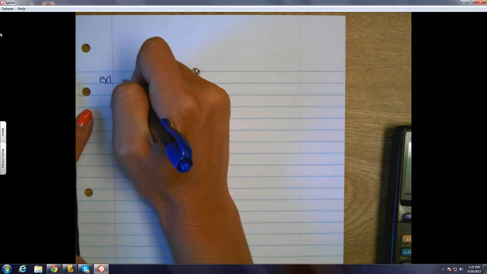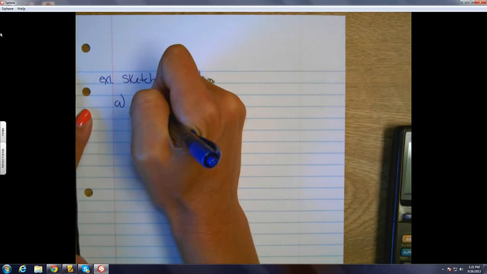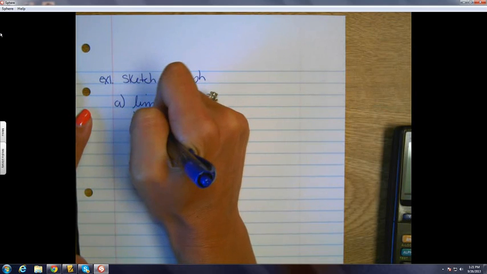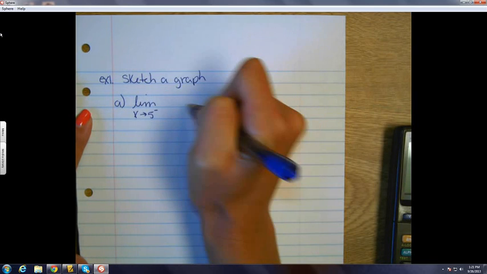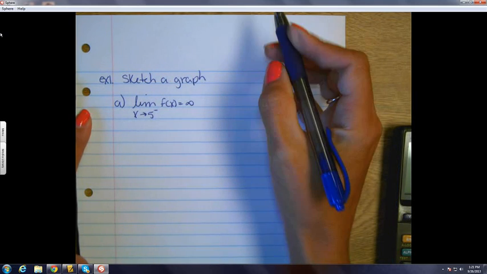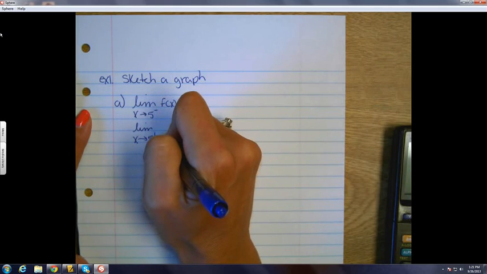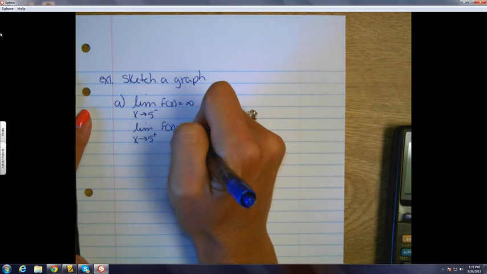Alright, so the first part of your assignment is going to have you sketch some graphs with some conditions, just like we did in the last section. So let's take a look and see how you do. Sketch a graph. Let's go. Your graph has to show that the limit as x approaches 5 from the left is infinity, and the limit as x approaches 5 from the right is negative infinity.